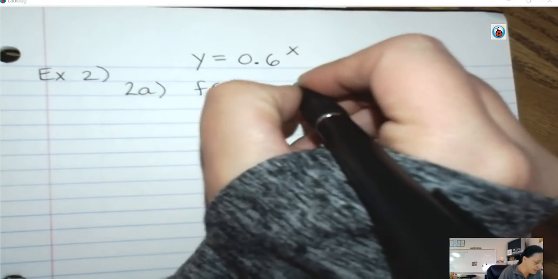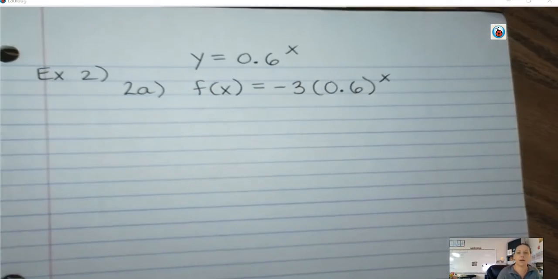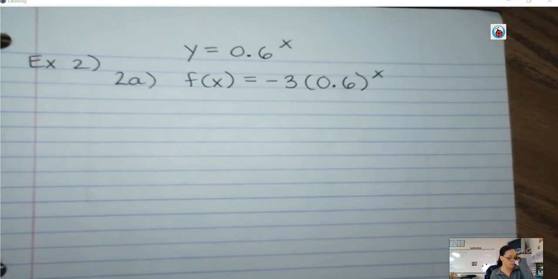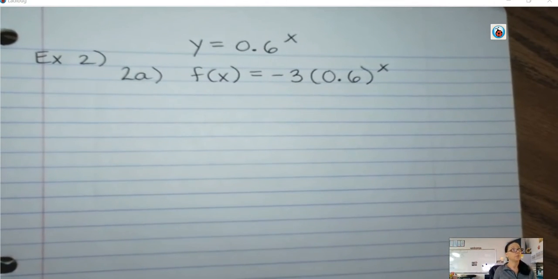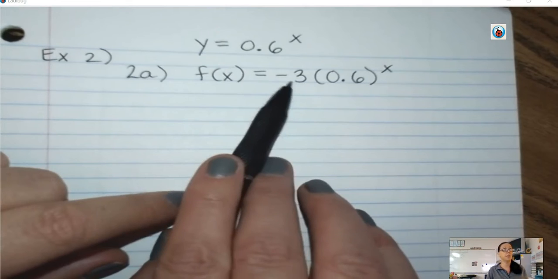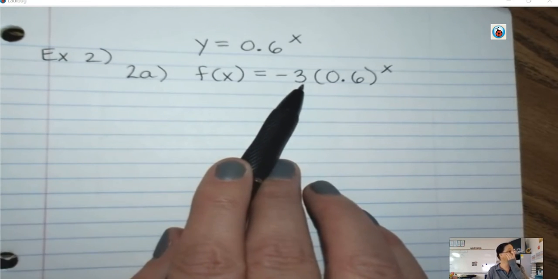So 2a is going to be f of x equals negative 3 times 0.6 to the x power. So I know that the a value is negative, so I know it's going to be reflected over the x-axis. The a value is 3, so it's going to pull away from the x-axis as well.